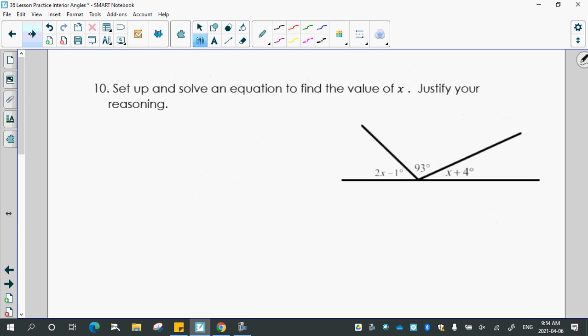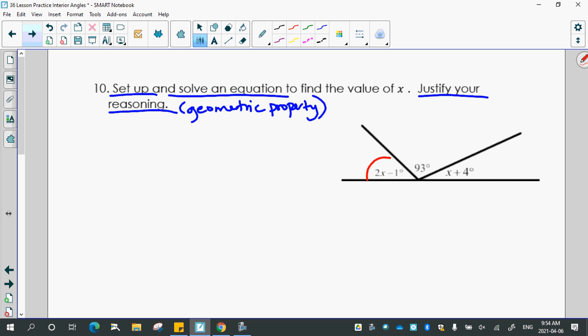All right, set up and solve an equation. So again, we're doing the solve an equation to find the value of x, and we also have to justify our reasoning. So that means write down a geometric property. So I can see that this angle here is 2x minus 1 degrees. This angle here is 93 degrees, and this angle here is x plus 4 degrees.